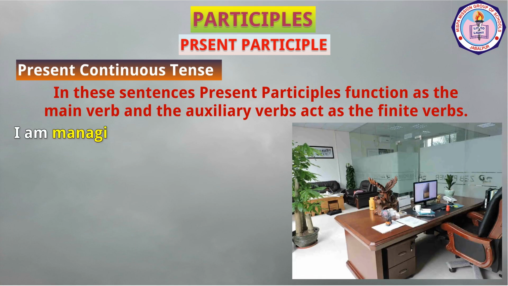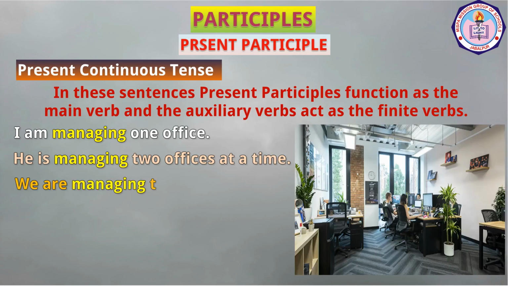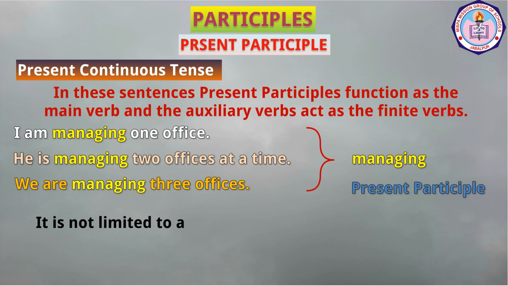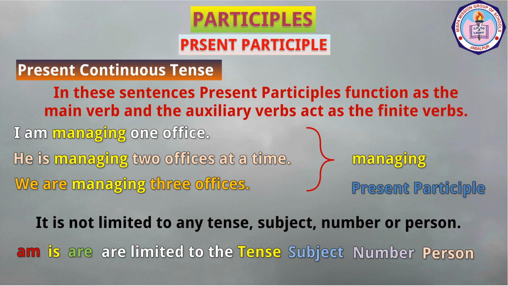I am managing one office. He is managing two offices at a time. We are managing three offices. Here, managing is the non-finite used in all three sentences. It is a present participle. It is not limited to any tense, subject, number or person. However, am, is and are are limited to the tense, subject, number or person to which they stand for. So they are finite verbs.